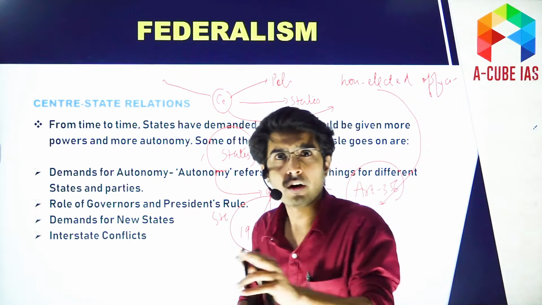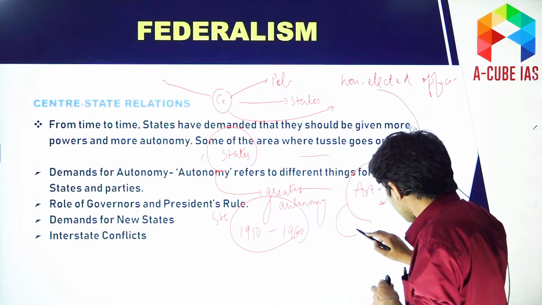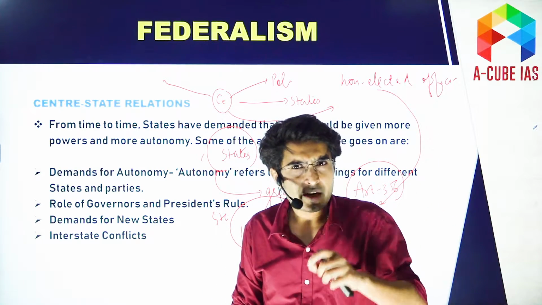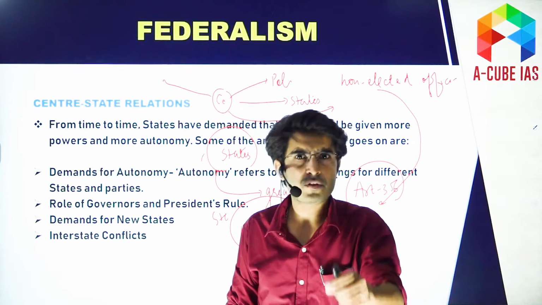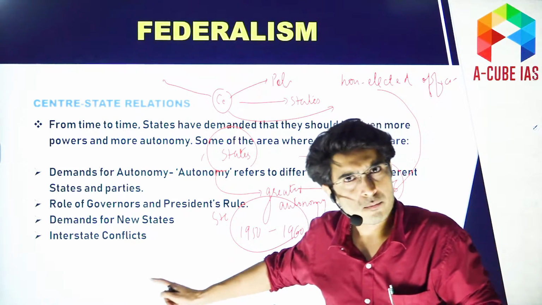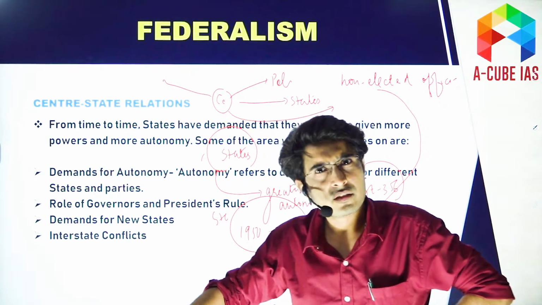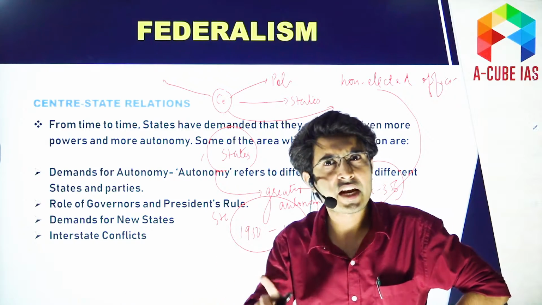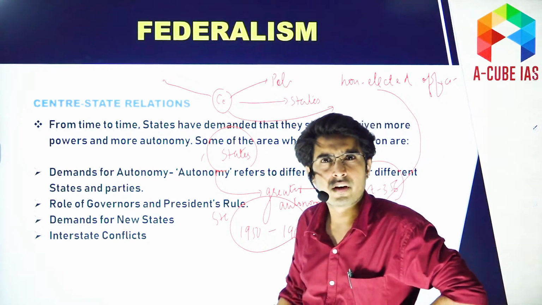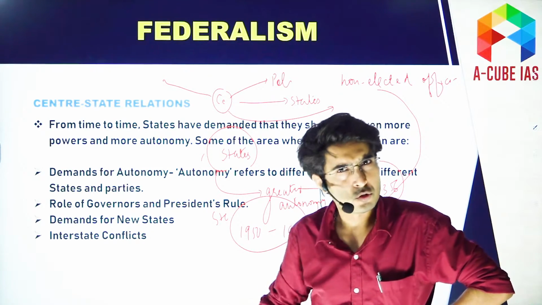It provides for president's rule. According to Article 356, if the state government cannot be carried on in accordance with constitutional provisions, in that case president's rule can be imposed. And here the governor can recommend the suspension of the state legislative assembly.